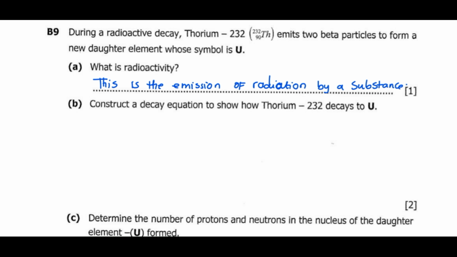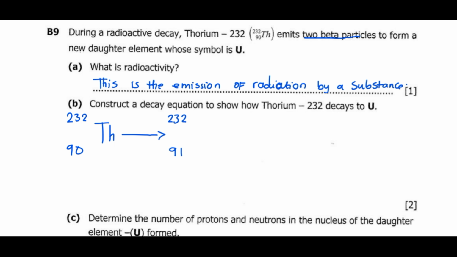Then construct a decay equation to show how thorium 232 decays to U, so emits two beta particles. Let's look at the first emission. The first emission will have thorium, TH, 232, 90. What happens to the mass number? Remember, the mass number does not change. The mass number remains the same. Then what happens to the atomic number? Increase by 1. So you add 90 plus 1, we get 91.